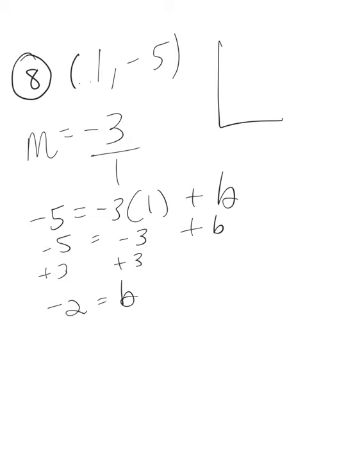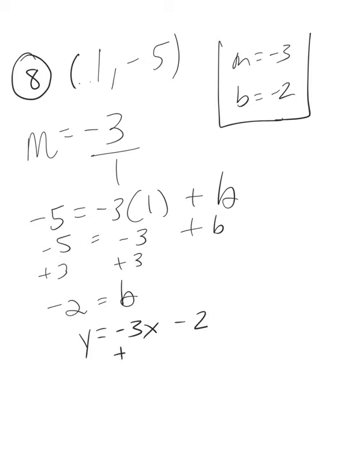So now you know m is negative 3, you know b is negative 2. You have enough to put it into slope-intercept form. So the slope-intercept form would be y equals negative 3x minus 2. And then you add it over, so 3x plus y equals negative 2. The point is negative 5, negative 2. That's your x, that's your y.